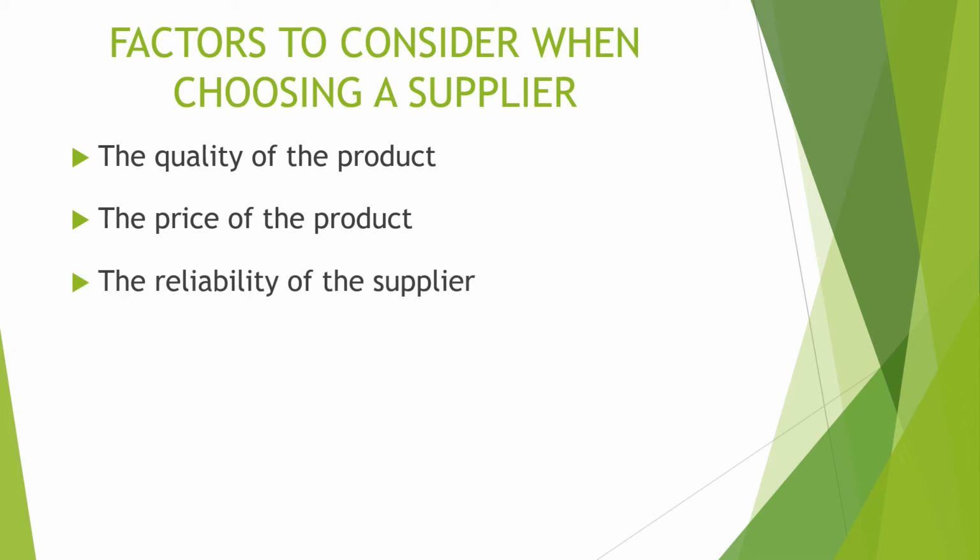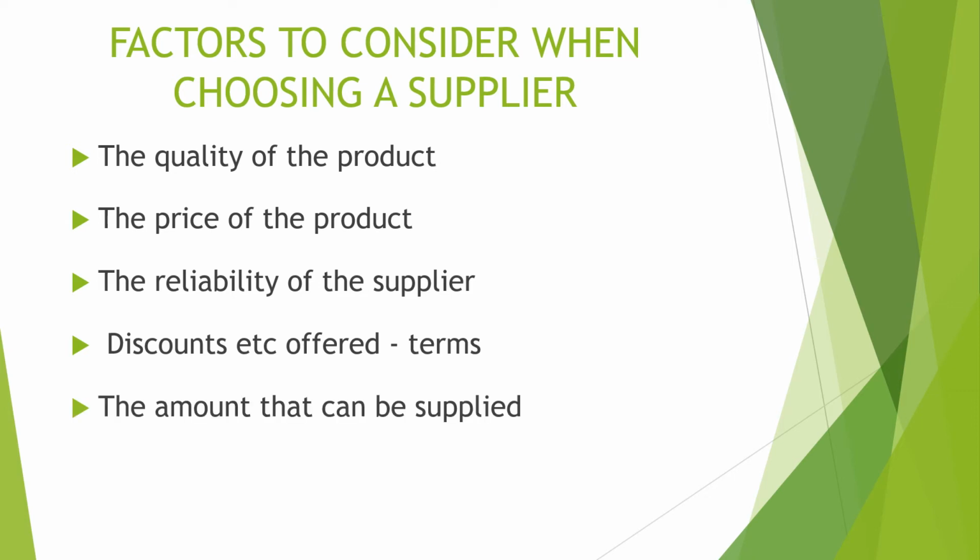The reliability of the supplier. If you have this inventory control system in place, you have to know what your lead time normally is with this supplier, so you need to know they're reliable. Do they offer you any discounts? Do they offer you time to pay? Do they offer you a discount if you pay on time or you pay early? Are they capable of supplying the amount you need? It may be they're a small supplier and they're not able to supply in the quantities you're looking for, so you've got to look out for that as well.